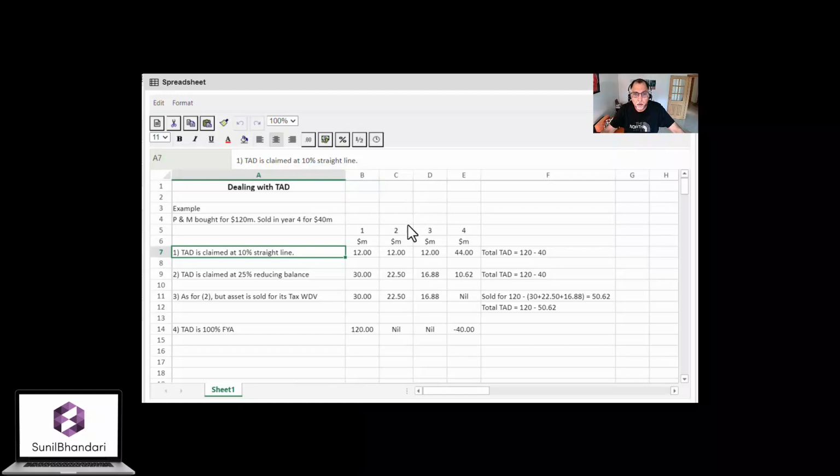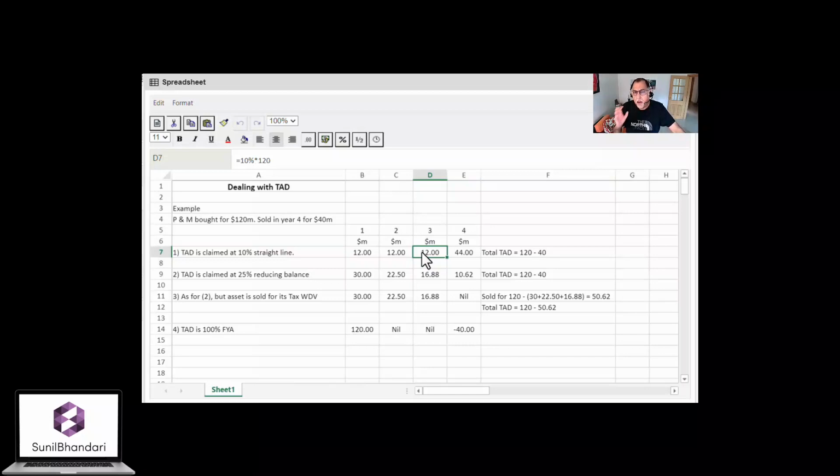So this is a gentle one. And you can see here on the cell, 10% of 120 million. Remember, the markers can mark your cell. So 10% of 120 million. And then I'm copying and pasting that into the other 3 years, because in those 3 years, I still own the asset.